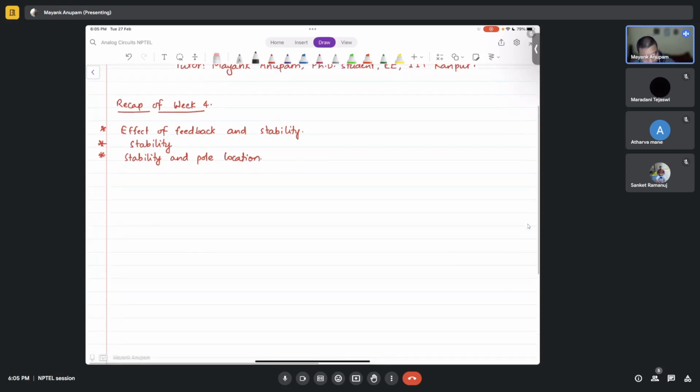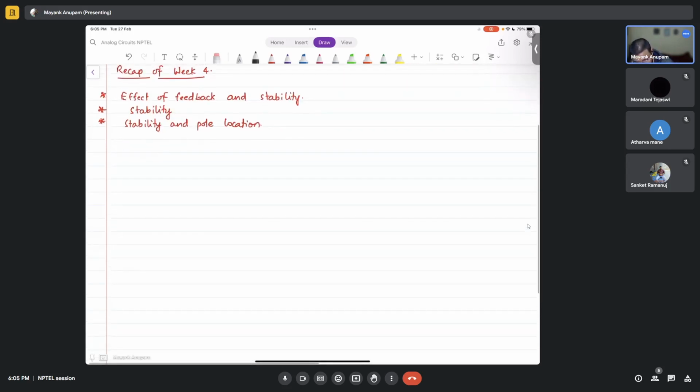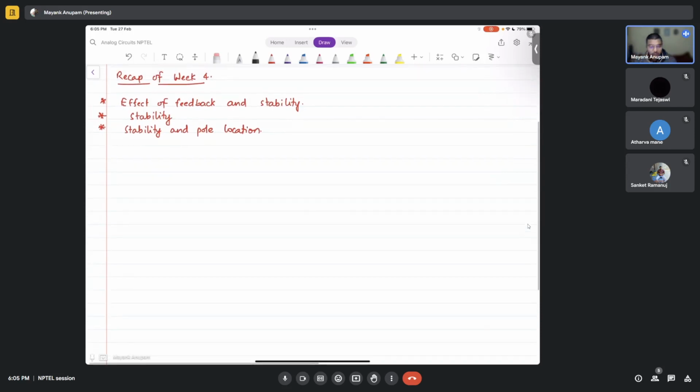First, in week 4, what did we cover? We looked at the effects of feedback and stability. Some effects of feedback you had already seen in week 3, but a few more effects were shown in week 4, like the effect on input resistance and output resistance. How can you make a good operational amplifier or maybe a transconductance amplifier? You learnt all those things. Do you have any doubt in those things?